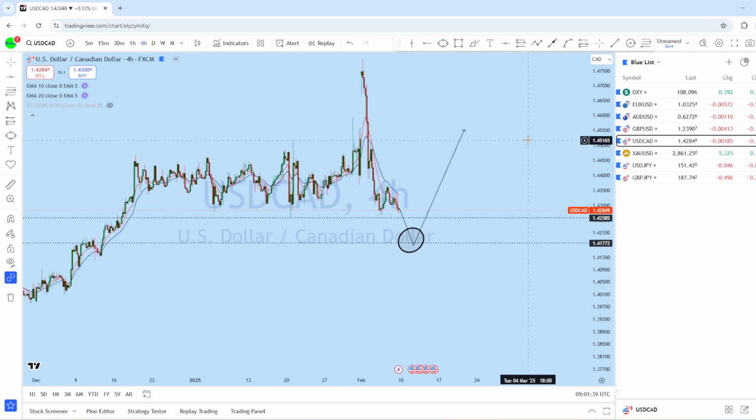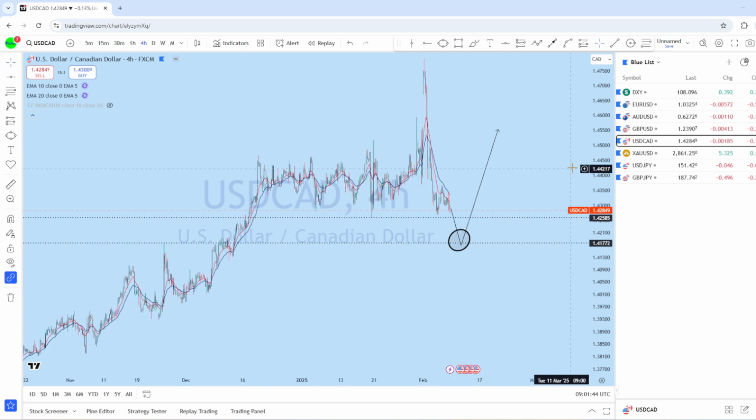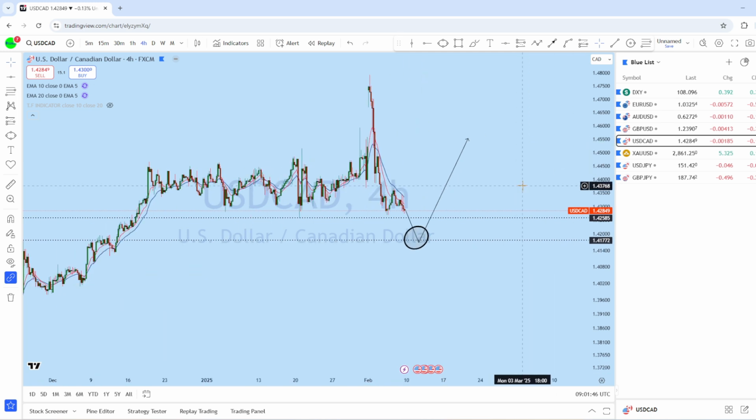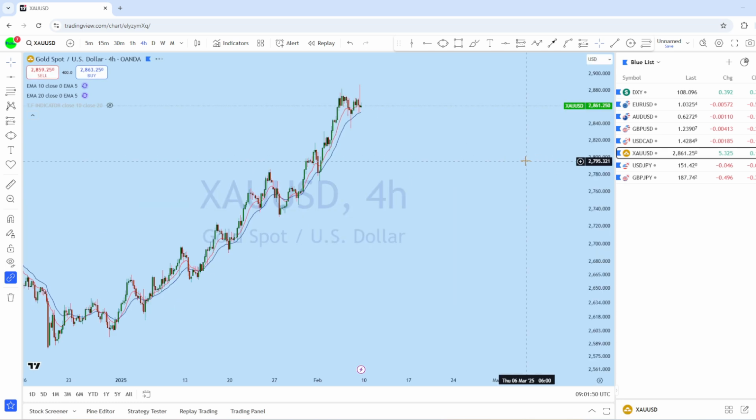This could be the wave on dollar CAD for the upcoming week, and based on that price action confirmation, we can look for potential trading opportunity. Now let's look at XAUUSD.